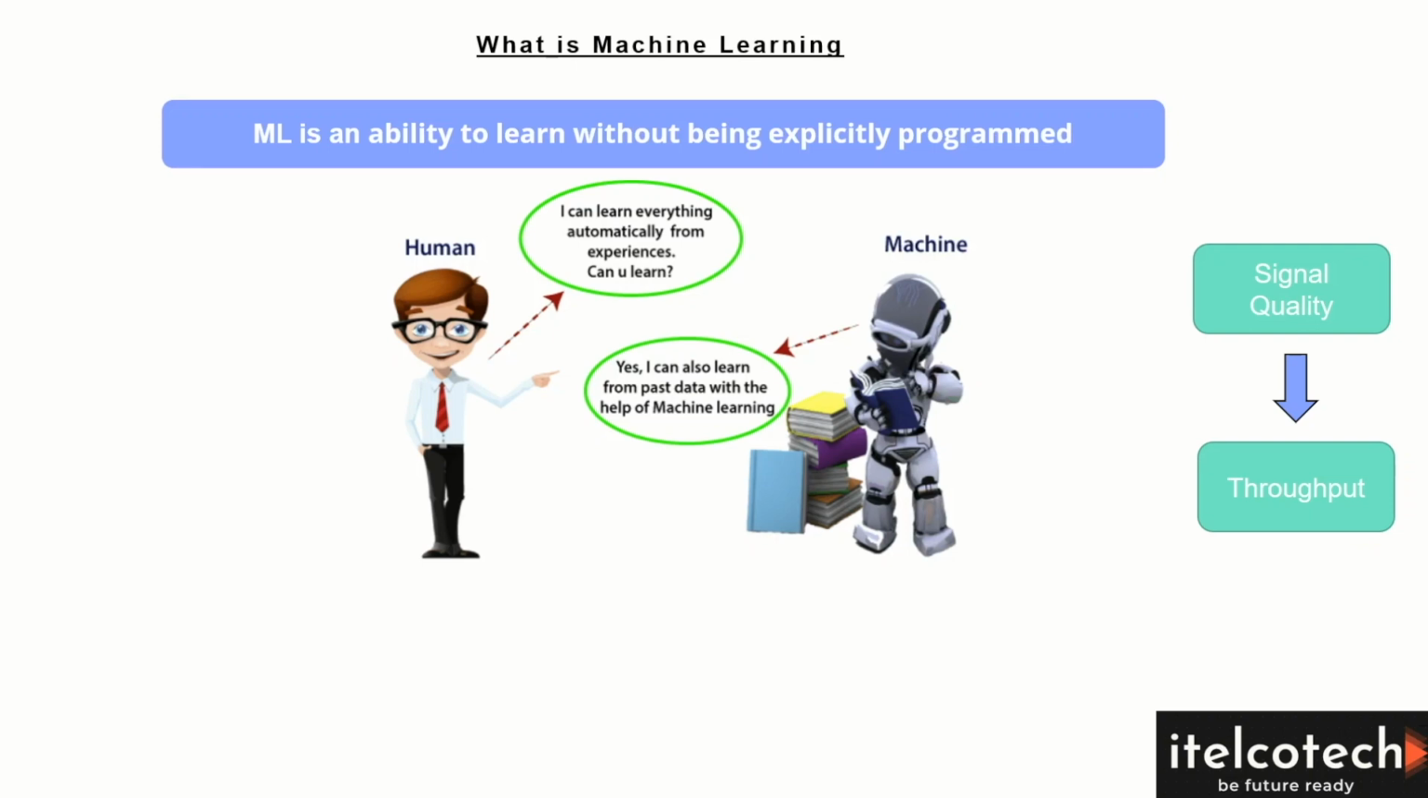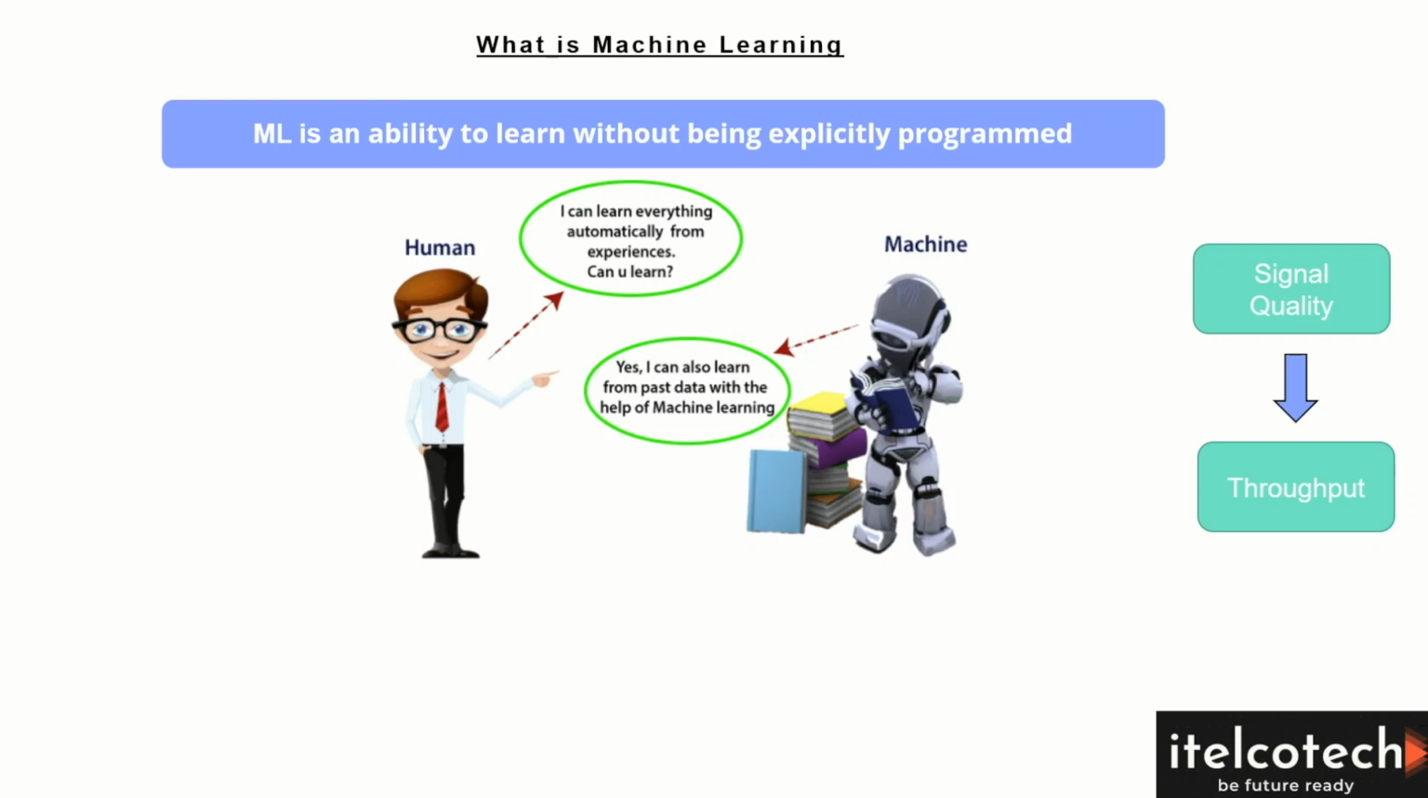Now, as it makes a correlation between the input and the output, it is easy for the machine to calculate the output for any new input. So if we give any new input as a quality of signal, it will estimate and predict the throughput for that new quality of signal input. That's how the machine learns, which is also known as machine learning.